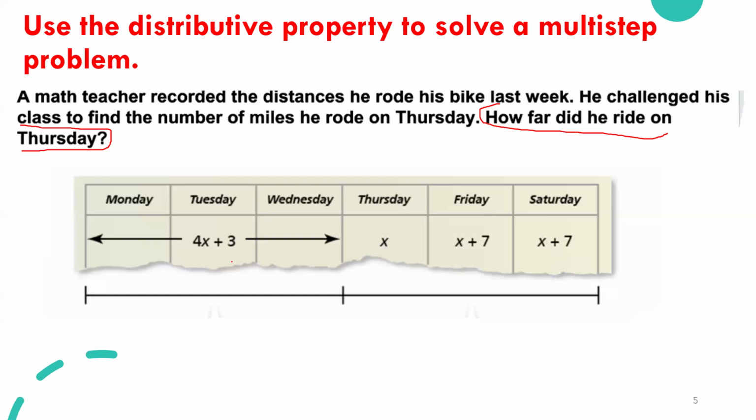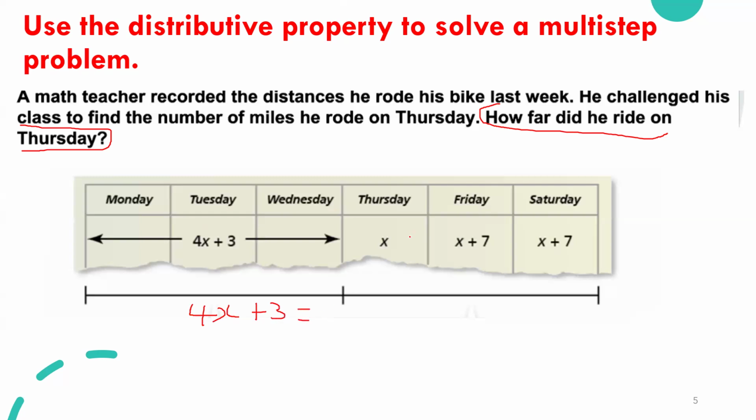So to create our equation here, we are going to write the information based on what we have on the table. So based on what we have here, this is saying the distance he rides on Thursday, Friday, and Saturday is equal to the distance that he rides on Tuesday. So we are going to have for Tuesday 4x plus 3.